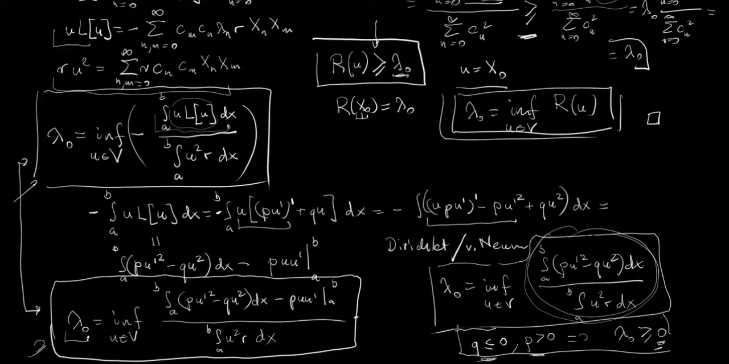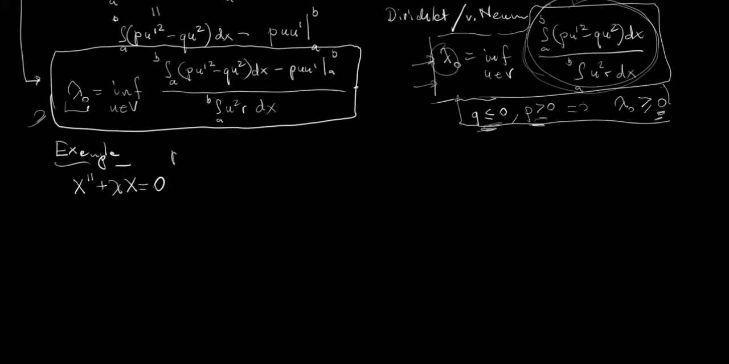It is useful because in general, if this operator, the Sturm-Liouville operator L, is quite complicated, if these functions p and q are complicated, then it's very difficult to find the exact value of the lowest eigenvalue. But the formula gives a procedure of approaching lambda 0 by taking appropriate functions u from the vector space V. We will illustrate this procedure on an example. Let us consider this ODE. So here p is equal to 1, q is equal to 0, and r is equal to 1, right?